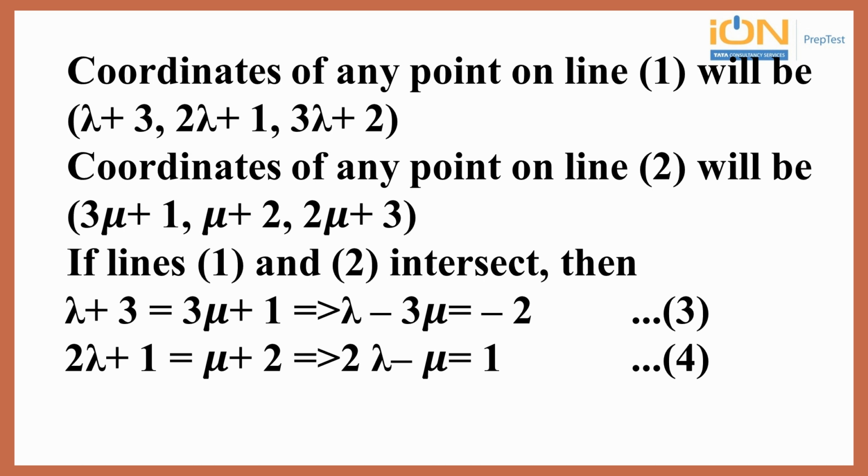Similarly, the coordinates of any point on line 2 will be 3 mu plus 1, mu plus 2, 2 mu plus 3. If the lines are to intersect, then lambda plus 3 should be equal to 3 mu plus 1, that is, the x coordinate of the general point on the first line and the general point on the second line. The x coordinates, y coordinates and z coordinates must be same. So what we get is three equations. Lambda minus 3 mu equal to minus 2, 2 lambda minus mu is equal to 1.